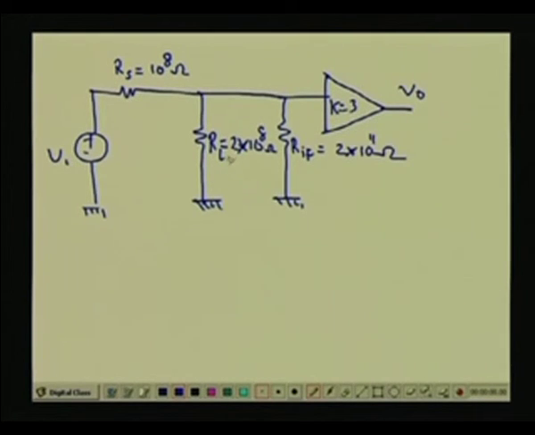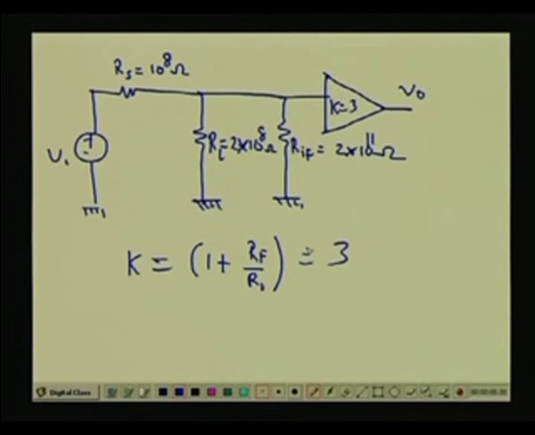So, the leakage resistance is 2 into 10 to the power 8 ohm, the input impedance is 2 into 10 to the power 11 ohm, please note it is 11, then the source impedance is 10 to the power 8 ohm and the gain of the amplifier is 3, because the closed loop gain is 3. So, Rs is the resistance of the probe or the sensor, and RL is the leakage resistance. Now, what is the closed loop gain of the circuit? It is 1 plus Rf by R1, so this will give you 3.